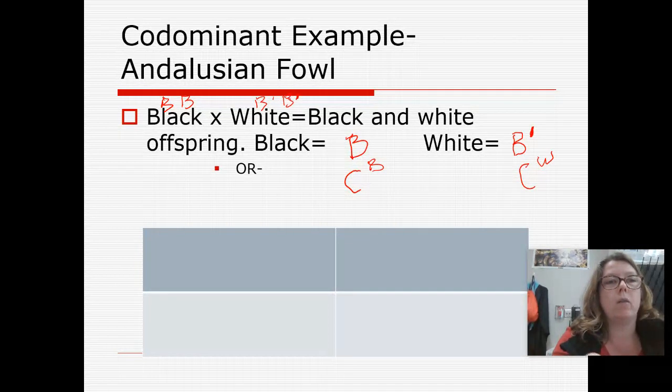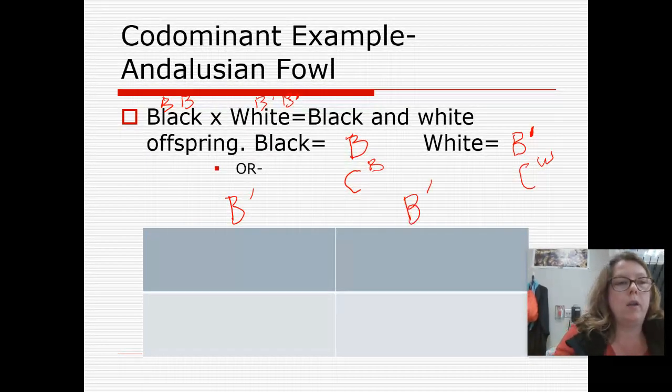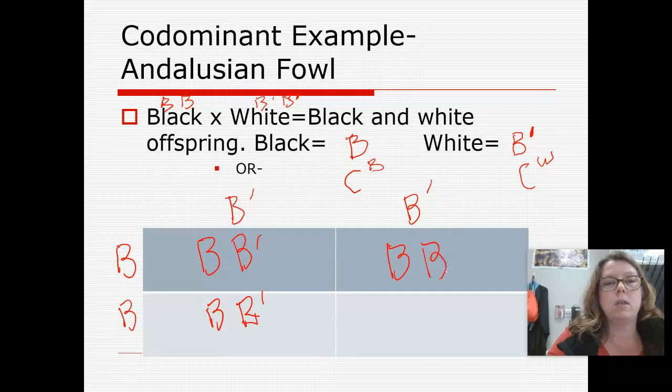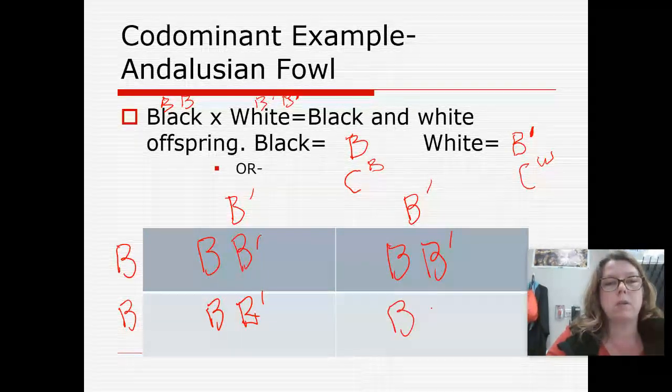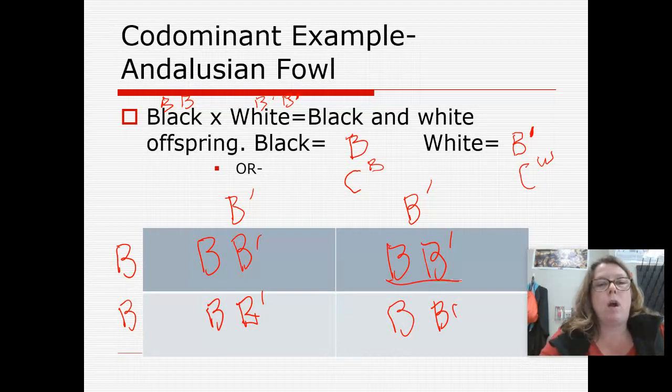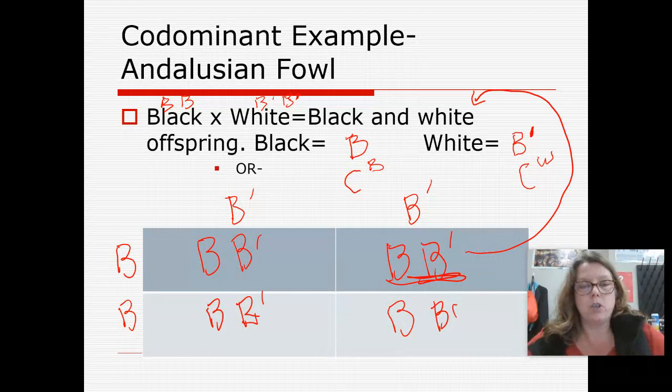Sorry about the red on red there. So essentially, here's our white chicken on the top here, and here's our black chicken on the side, and all of the offspring are B B prime. So this is how this Punnett square works. This B B prime is the black and white offspring that we're seeing, that checkerboard chicken.